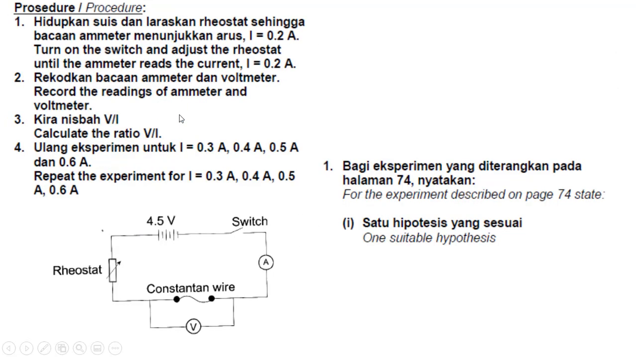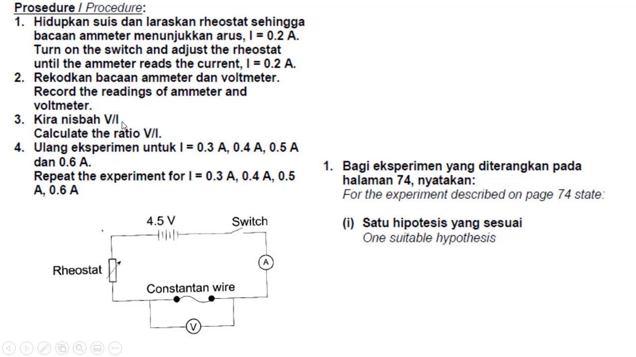So how do we do the experiment? It's very easy. First you arrange the circuit, and then you adjust the rheostat until the current equals 0.2 ampere. And then you record the readings of the ammeter and voltmeter. So write down in the diagram.